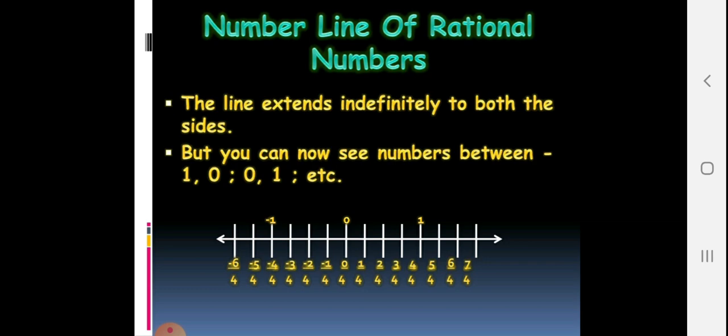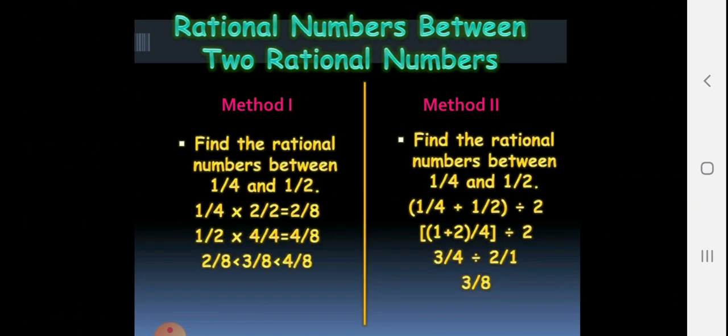On the left hand side you can see minus 1 upon 4, minus 2 upon 4, minus 3 upon 4, minus 4 upon 4. So minus 4 upon 4 stands for minus 1, and so on. Now rational numbers between two rational numbers. So the first method. Now find the rational numbers between 1 upon 4 and 1 upon 2.